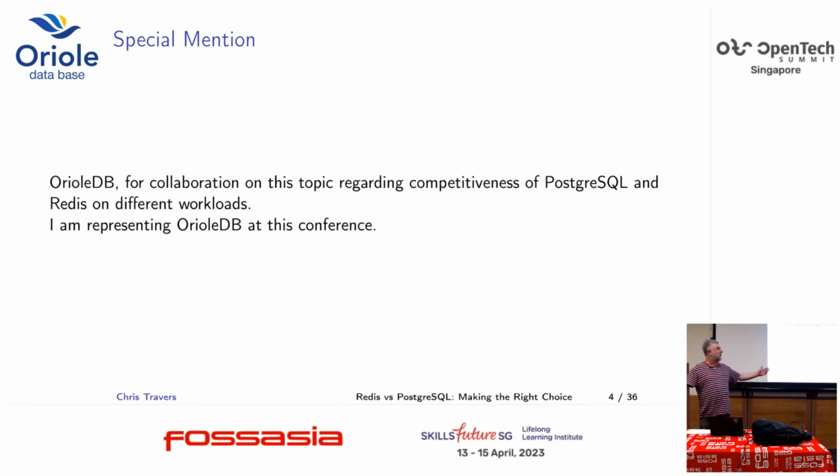And then, of course, representing OrioleDB here. I'm working with them on this, and this whole slide deck and presentation came out of a collaboration that I started with them some months ago, where the question was, what can we do to make Postgres able to replace Redis in some cases? I wouldn't say you're ever going to replace it in all cases, but this gets into the question of what's good about each system and what's bad about each system.